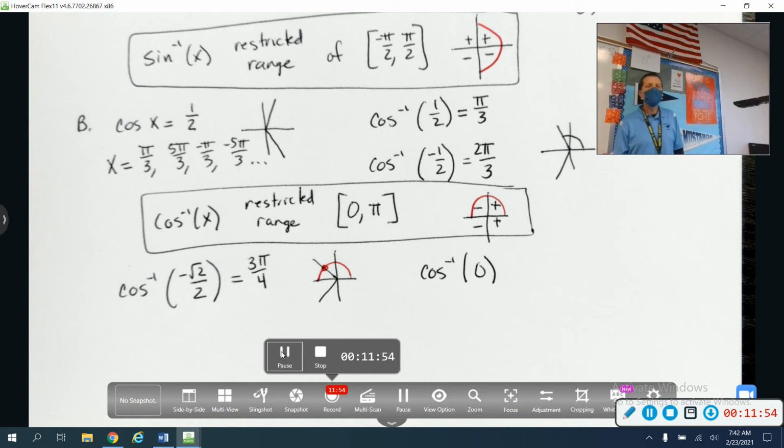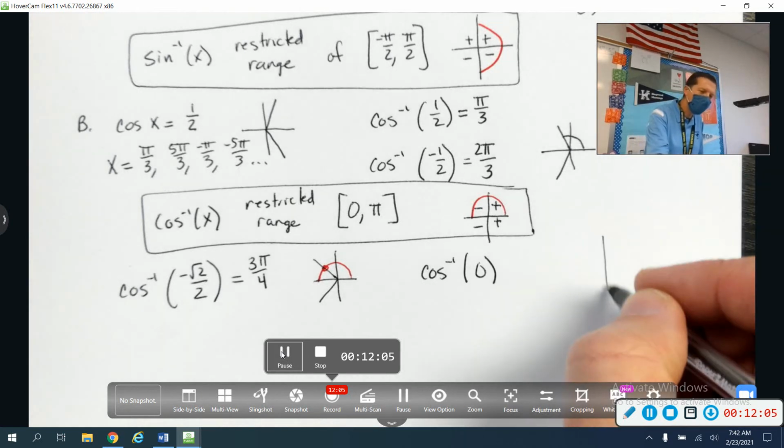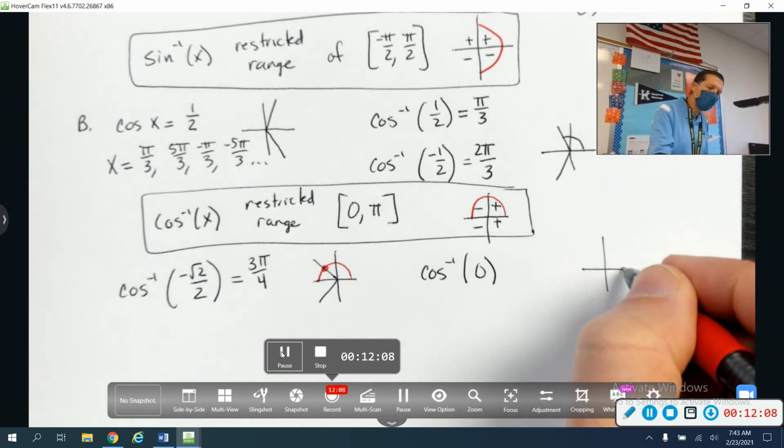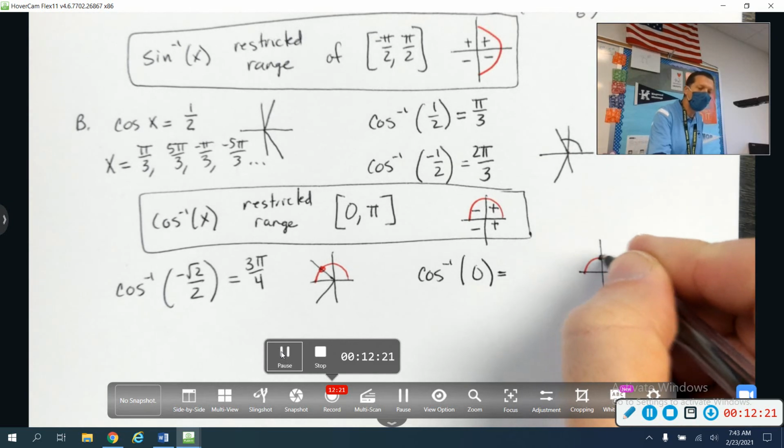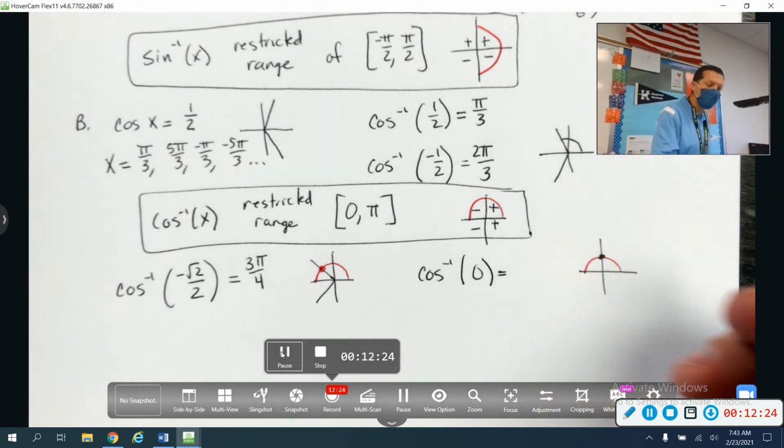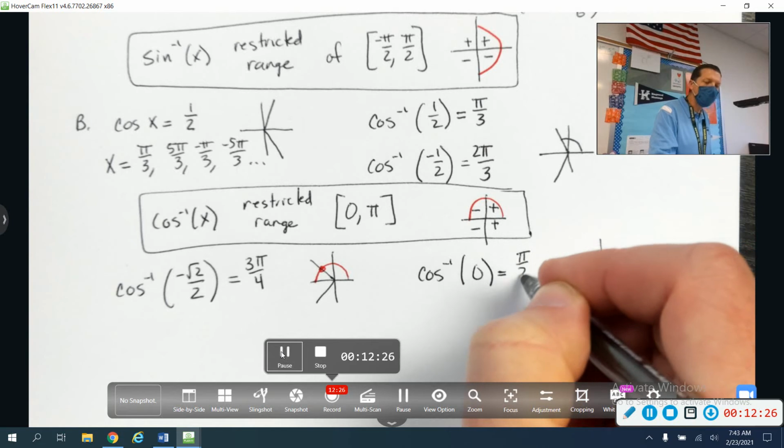Right? Inverse cosine of 0. I need to figure out what angle has a cosine of 0. Cosine's the left and right, so left and right 0. It's got to be in between 0 and pi. So 90 degrees is one answer, but in radians that would be pi over 2. Yeah, you're thinking in the right spot. It's that right there, which is 90 degrees, but usually we're in radians, so pi over 2.